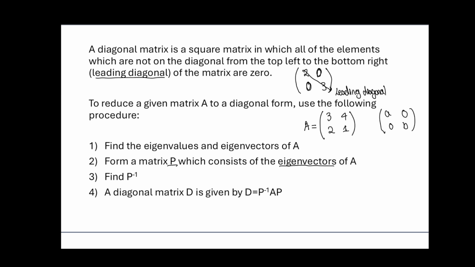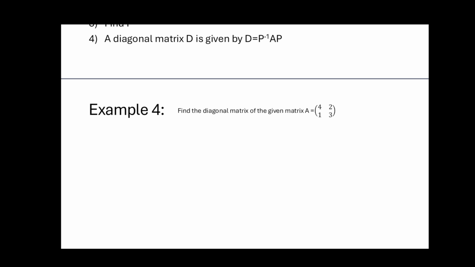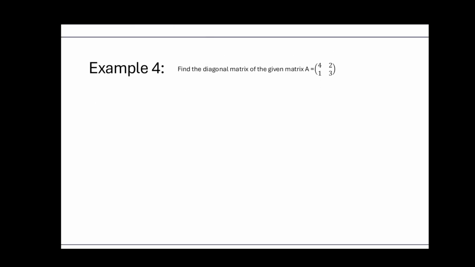If we use this procedure on our example, so find a diagonal matrix of the given matrix A is equal to 4, 2, 1, 3. So looking back, the first thing that we need to do is find out the eigenvalues. To do that, we do A minus lambda I is equal to 0. When we do that, we get 4 minus lambda, 2, 1, 3 minus lambda is equal to 0.